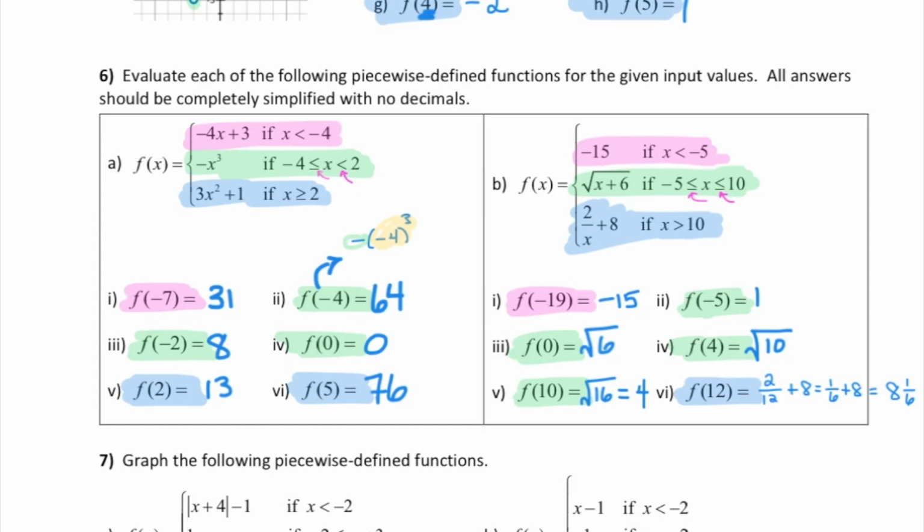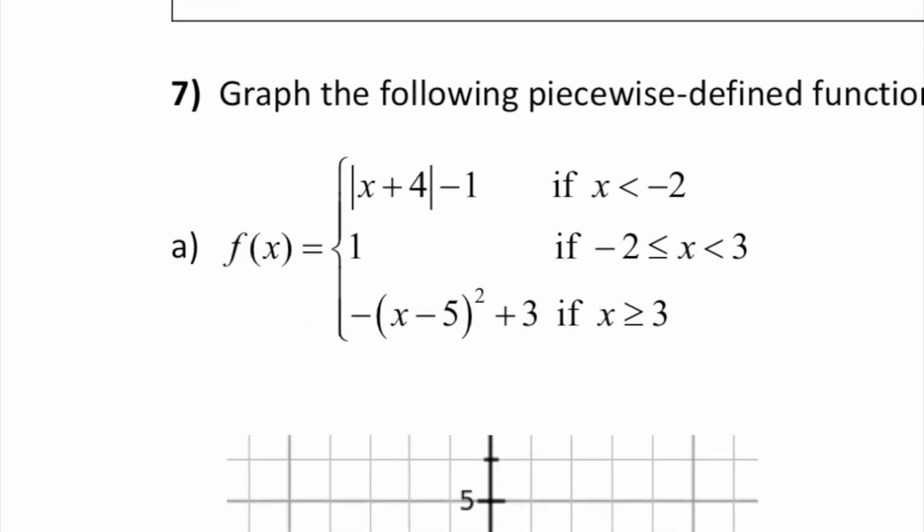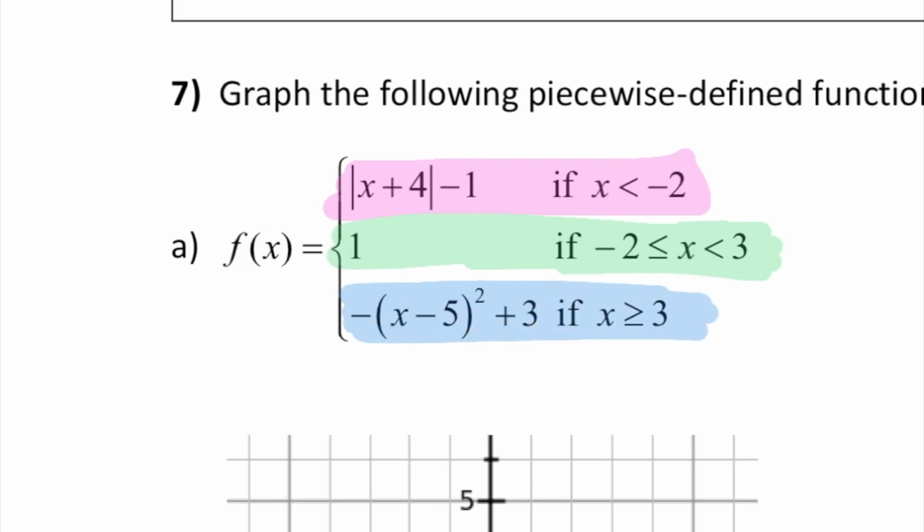Now for the graphing section, I'm also going to color code the pieces of my graph, just so that you can kind of track along with what I'm doing here. So I'll make the piece of the graph that is less than -2 pink, and then I will make the piece of the graph that is between x equals -2 and x is 3 green, and finally the third piece of the graph that's the numbers greater than 3, I will make blue.